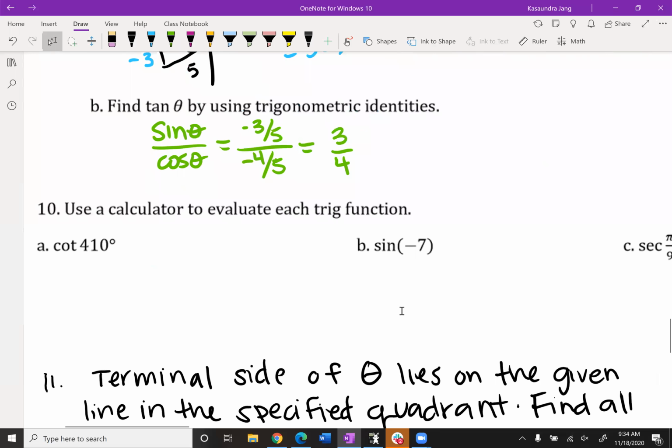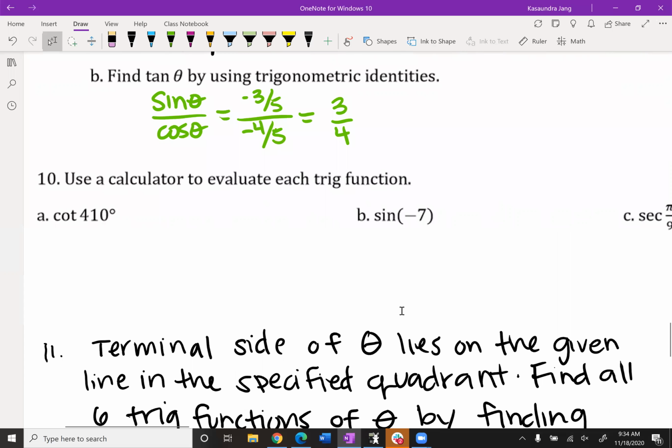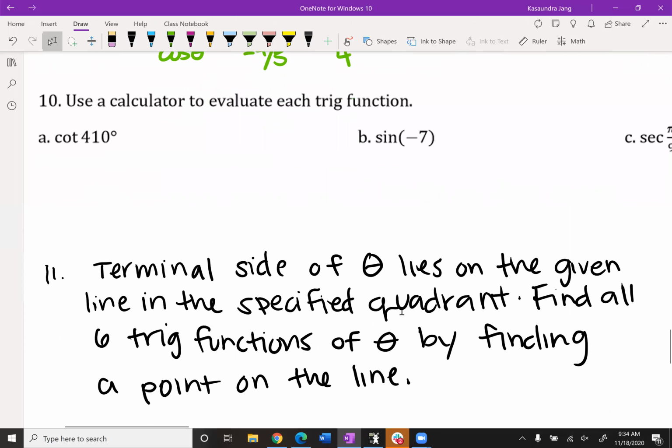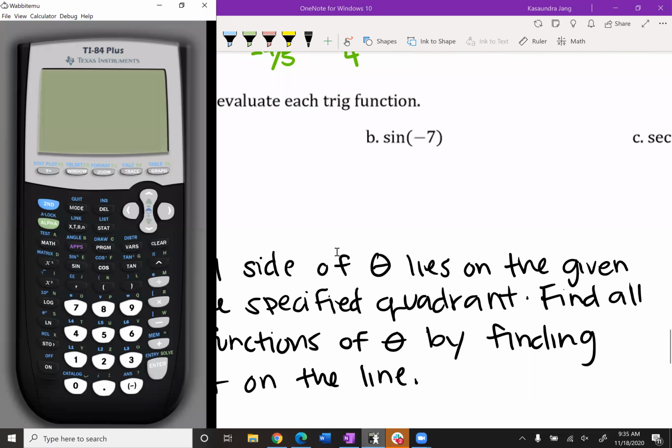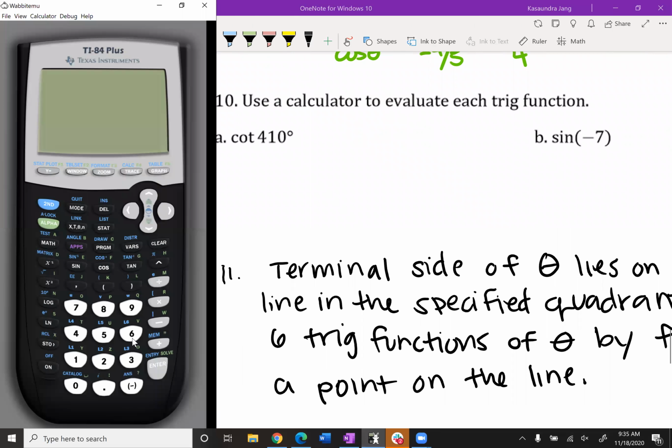All right, let's look at number 10 here. And I know I didn't print this, but I'm going to add a number 11 on there. Okay, so number 10, use a calculator to evaluate each trig function. So bust out those calculators, whatever it is you're going to use on the homework or the test. I think I showed you the mode before, but I want to brush up on this. You got to be able to go back and forth between degrees and radians on your calculator. Like if I do cotangent of 410 degrees, that would be a totally different answer than if it was cotangent of 410 radians.